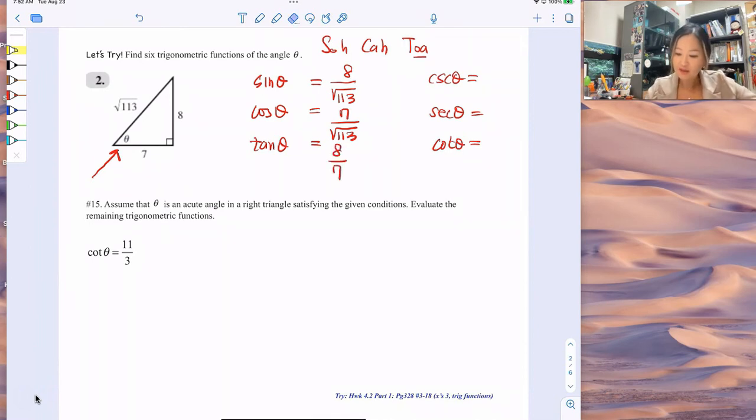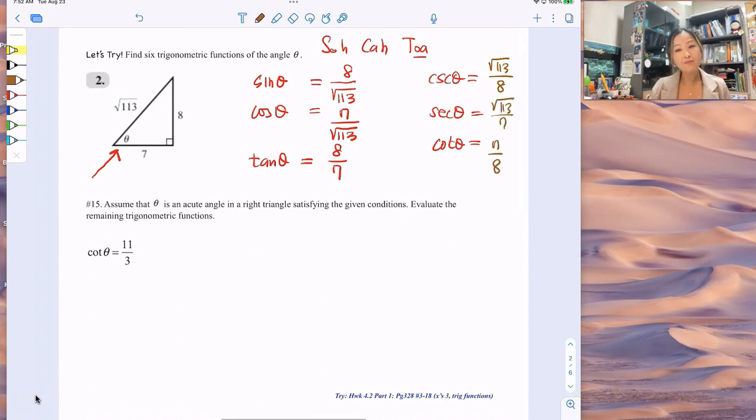Sorry, this is not lined up, so let me line it up for you, okay? Sorry, I was writing kind of bigger because of my finger. All right, all good? Now, secant and cotangent are just reciprocals of them. So I'll just start you off. Root 113 over 8. Root 113, I'll just finish it. And 7 over 8. All right?